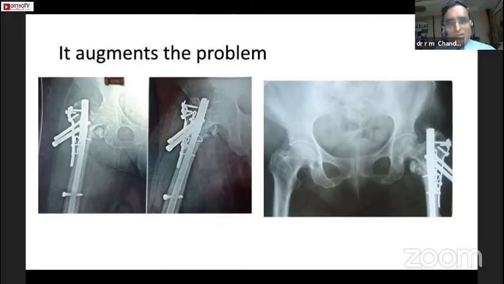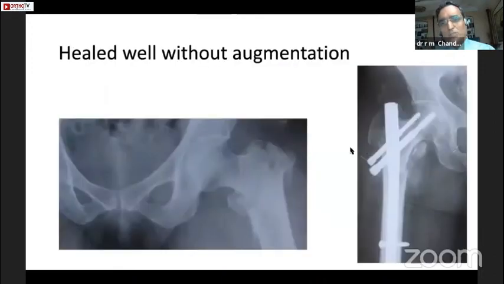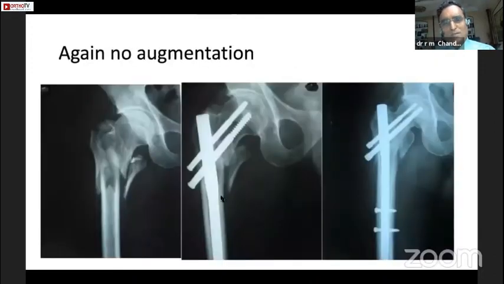Okay. Perfect. Absolutely agreed. So here, I'll be showing certain simple plain PFN in a lateral wall leading to good union, where even the lateral wall was implicated with comminution. And I'll be showing a series of x-rays just to show that it does heal the fracture with plain PFN without augmentation.